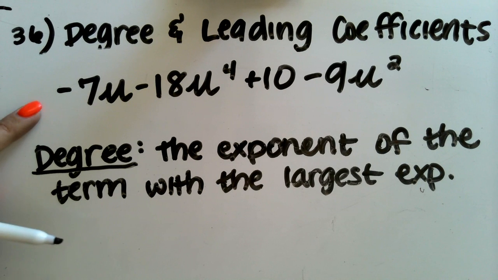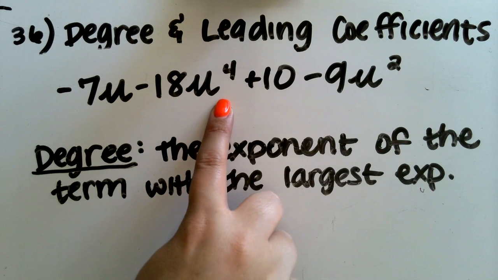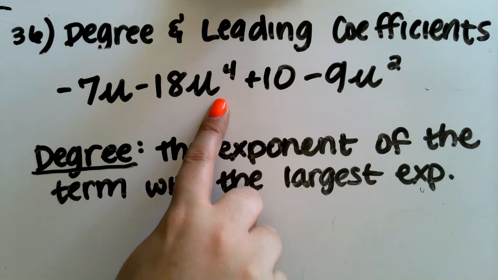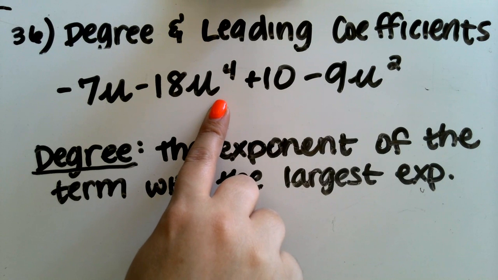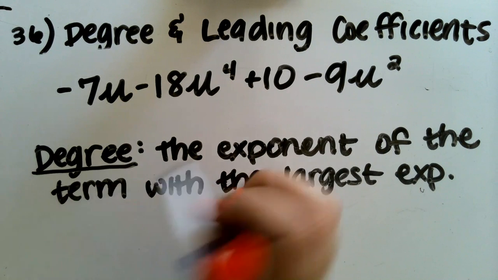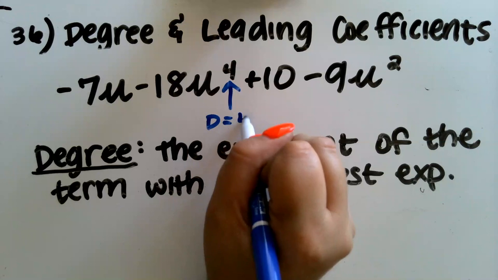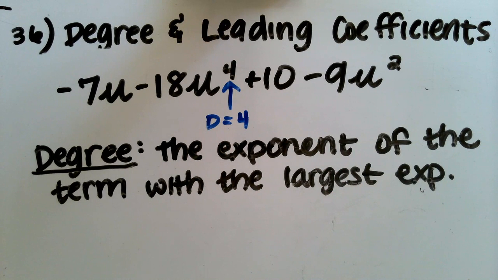So let's talk about our polynomial right here. We have negative 7u minus 18u to the fourth plus 10 minus 9u squared. So the term with the largest exponent is right here, this negative 18u to the fourth power. Therefore, that means that our degree is going to be 4. This right here, our degree is equal to 4, okay?